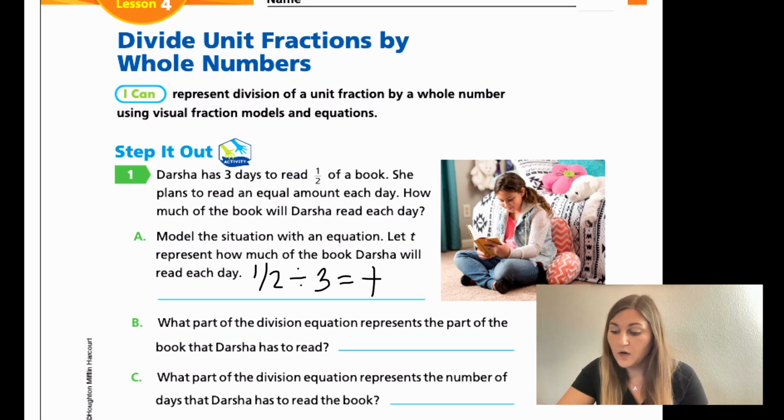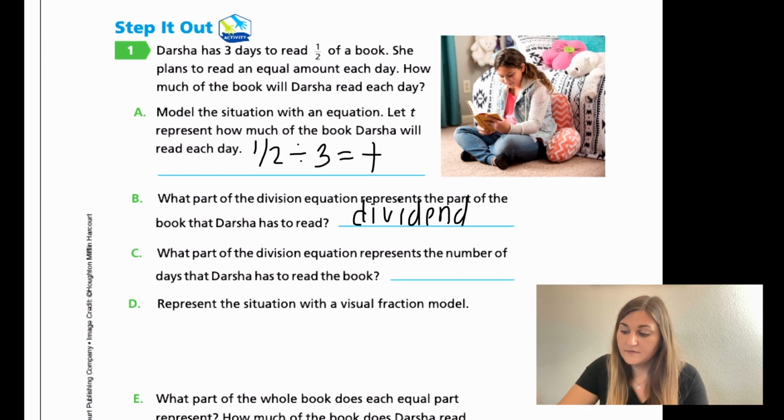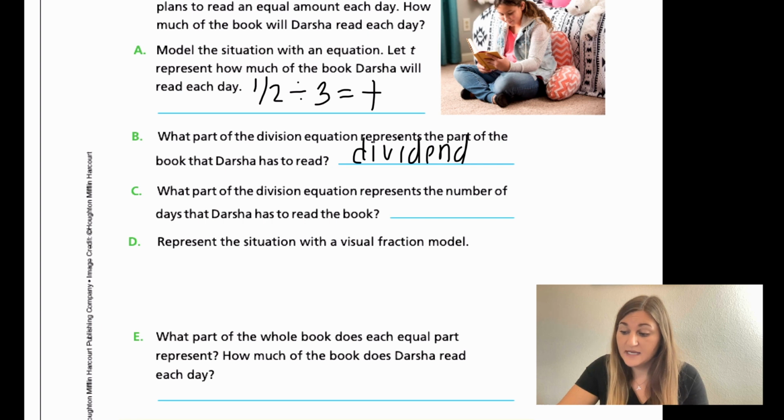All right, for B, what part of the division equation represents the part of the book that Darsha will have to read? So what's the book? Is that the dividend, the divisor, or the quotient? The part of the book that she has to read, the half of the book, is our dividend. That's what we started with. And then what part of the division equation represents the number of days? She has 3 days that she has to read the book. That's our divisor. That's what we're dividing it by.